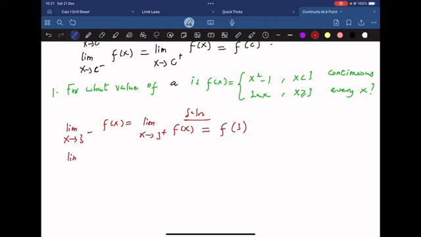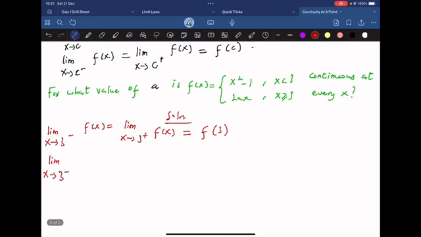Okay, so now let's move on. So we have the limit as x approaches 3 from the left. Now let's go back to the piecewise function. Approaching 3 from the left means we have to use this one, the less than sign right here. So the corresponding function is this, x squared minus 1. So we have x squared minus 1. This is equal to the limit as x approaches 3 from the right. From the right, we have greater than right here. So we have 2ax, and this is equal to f of 3.